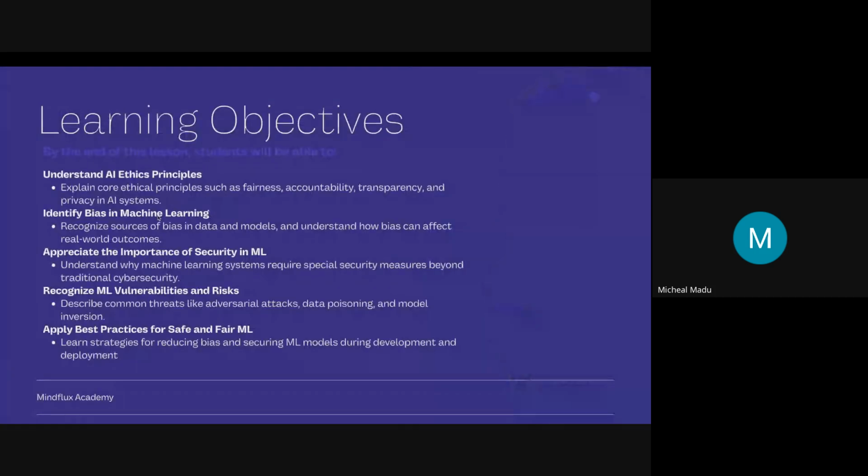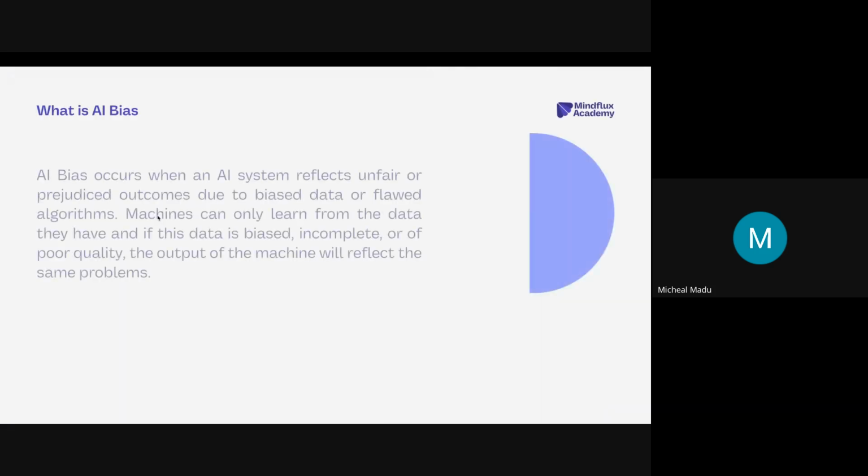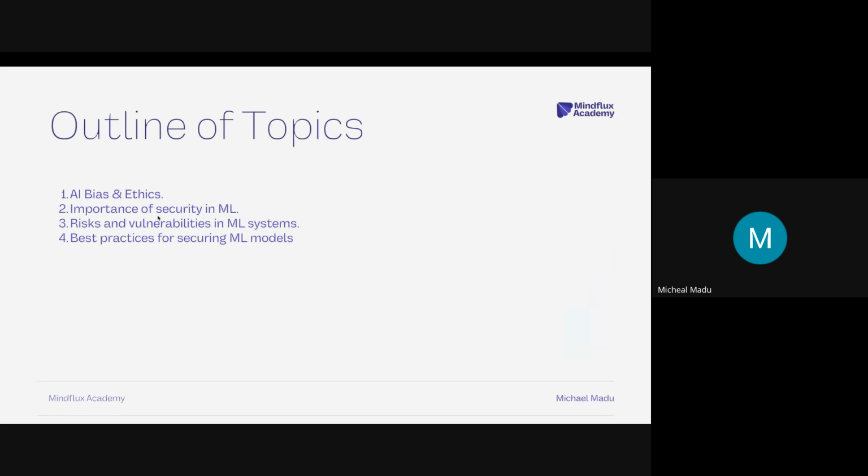All right, so we've looked at AI bias and what ethics is. We've looked at the importance of security in machine learning. Right, we've looked at the risks and vulnerabilities that are associated with machine learning systems, and then we've looked at some of the best practices for securing machine learning models.